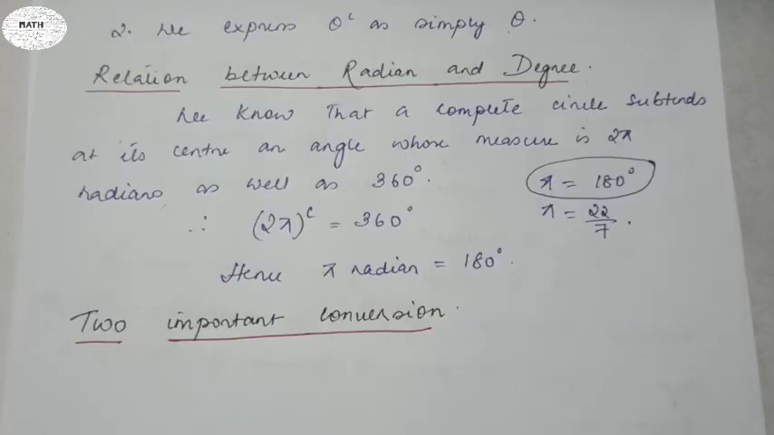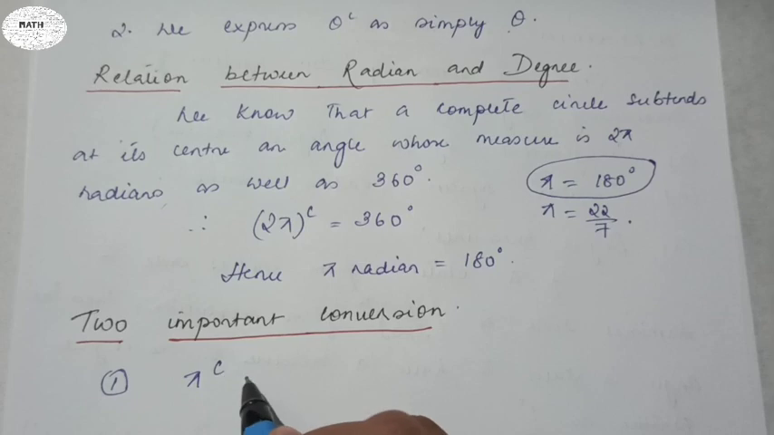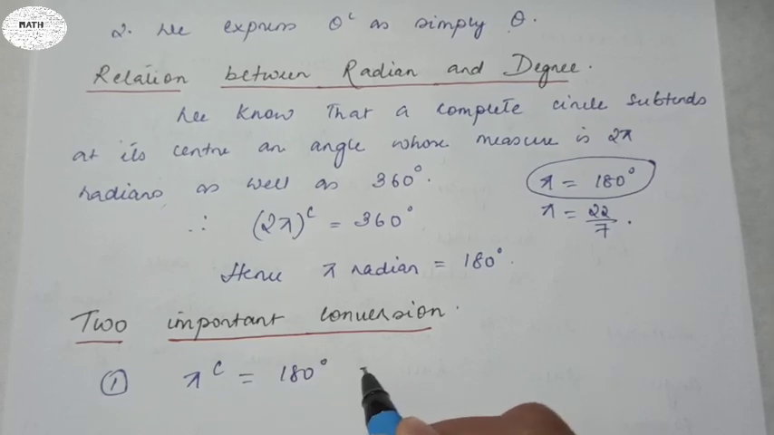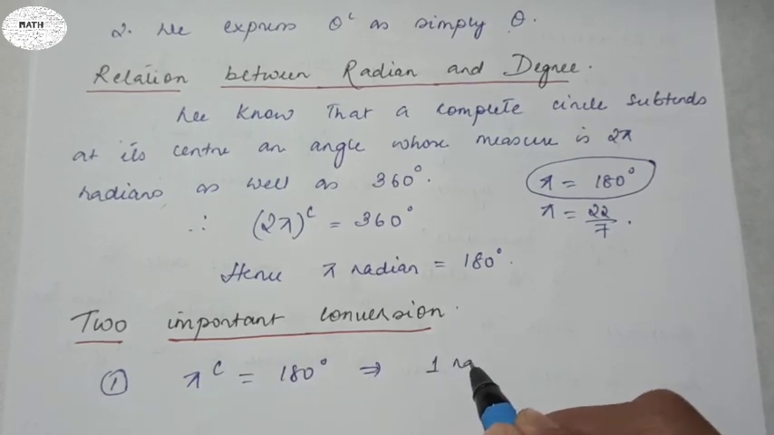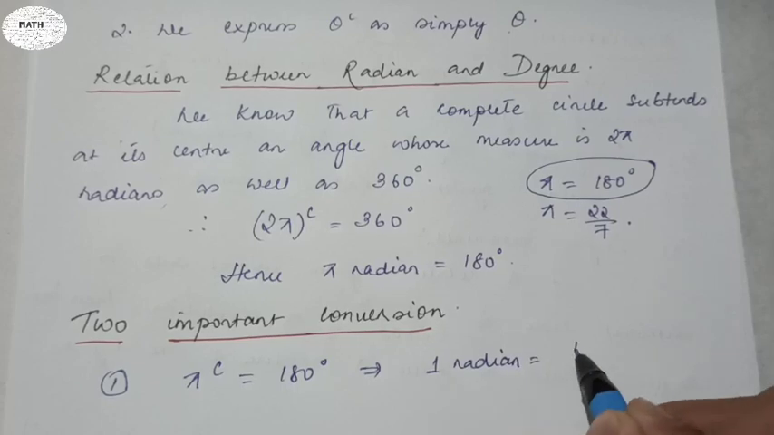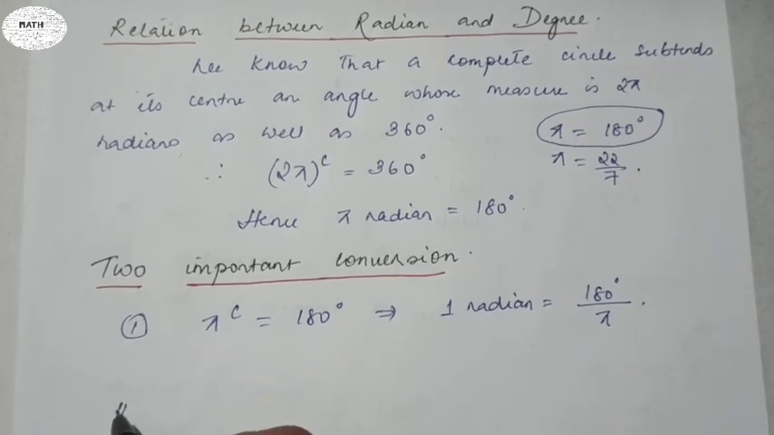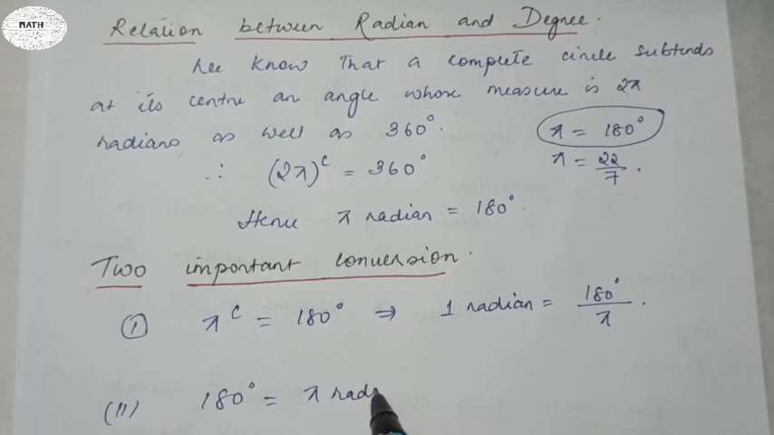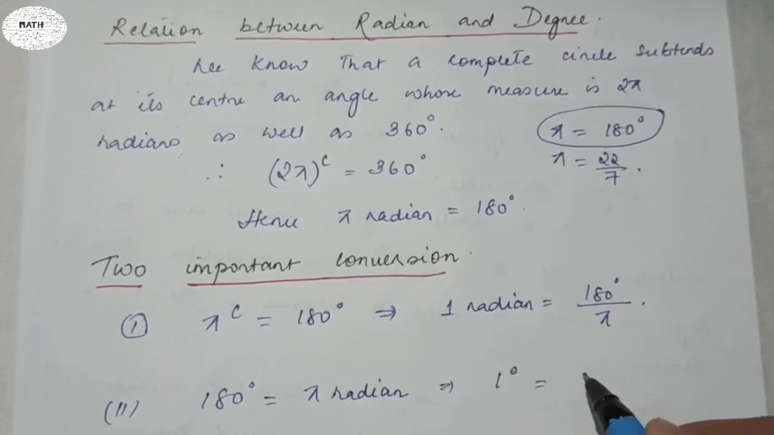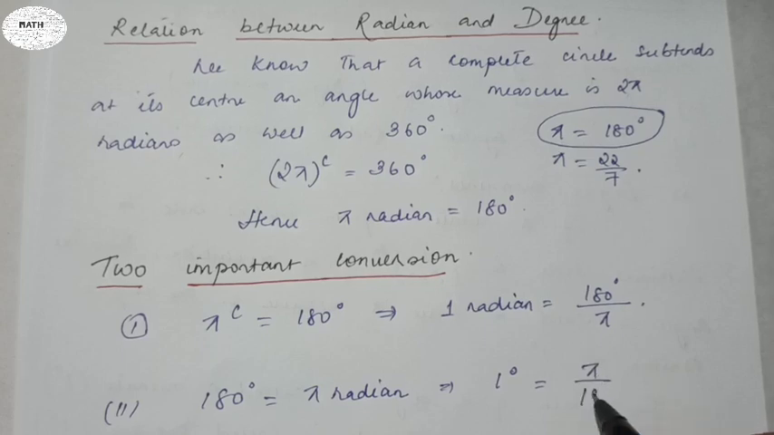Alright, from the above relation between radian and degree, there come two important conversions. The first one: pi radian is equal to 180 degrees, so 1 radian is equal to 180 degrees divided by pi. And the second one: 180 degrees is equal to pi radian, so 1 degree is equal to pi by 180 radian.